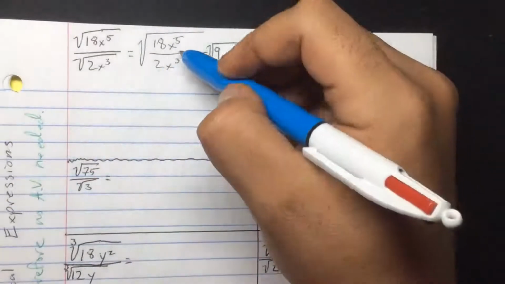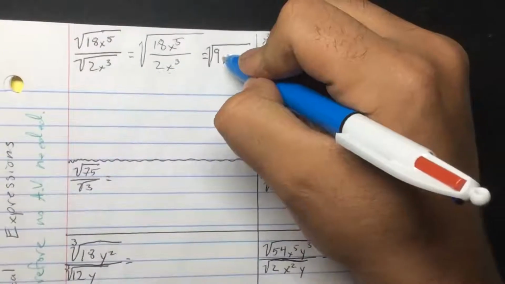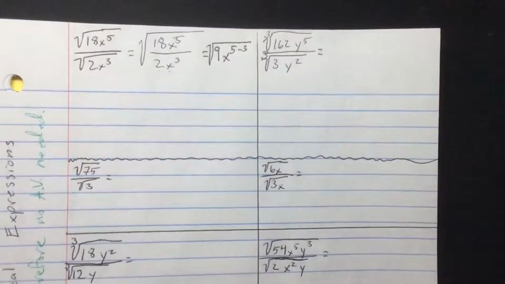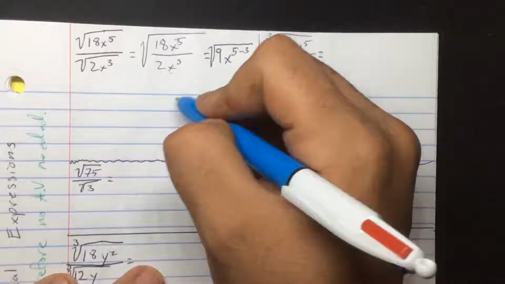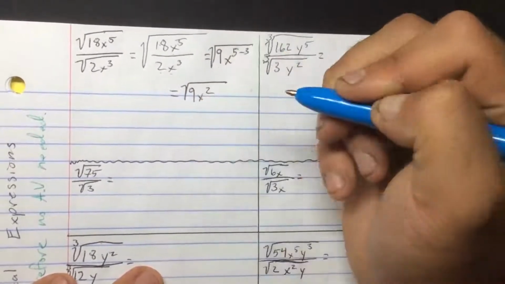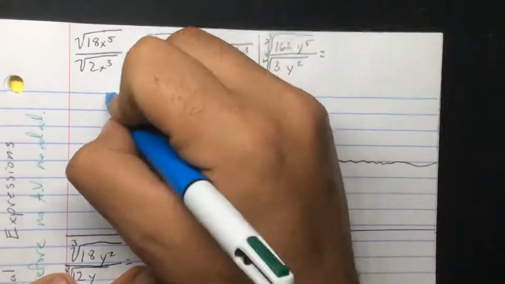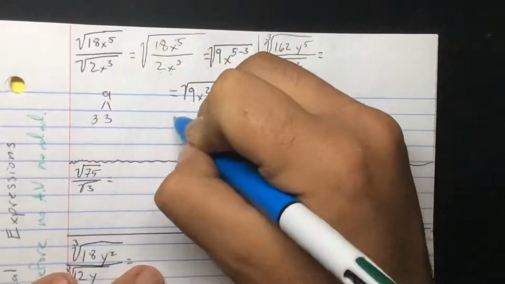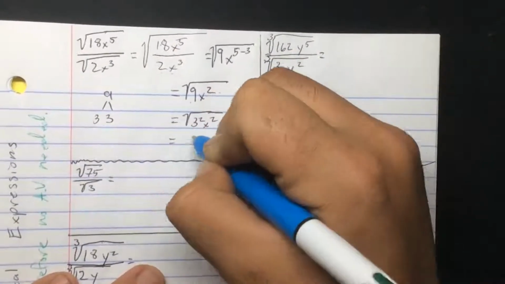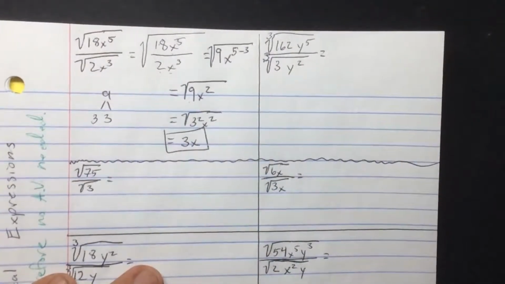And whenever you have division of exponential values of the same base, so x, you can actually just subtract them. So this would be x to the 5 minus 3. So this ends up just being equal to the square root of 9x squared. Well, we know that 9 is just 3 times 3, right? So we can rewrite this as the square root of 3 squared x squared, which is just equal to 3x. Easy peasy pumpkin squeezies.